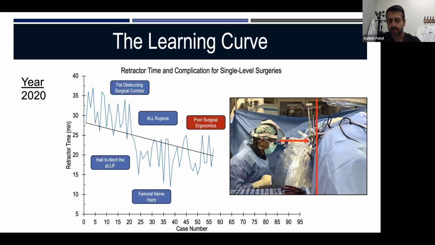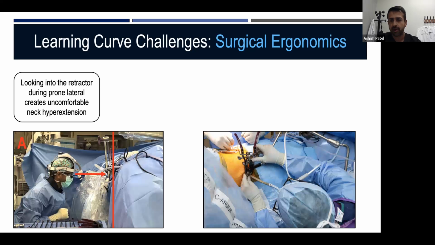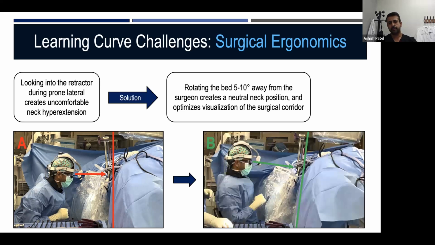And now we're working on ergonomics. Looking down the barrel of the retractor in the prone position when it's perfectly orthogonal is uncomfortable, and we want to make surgery comfortable. You can see that either I've got neck hyperextension on the left, or my neck is cocked to the right or left when looking down the corridor in that fashion. And so we started rotating the bed. We sit when we perform the discectomy part. I stand when I'm doing the approach into the retroperitoneum. Once I'm docked, I sit down. And just very mild rotation of the bed, 5 to 10 degrees away, creates more of a neutral neck position.